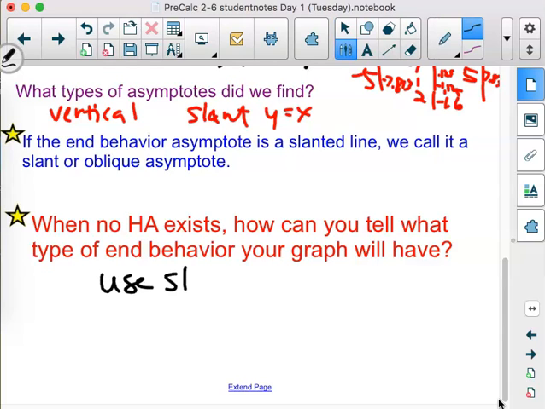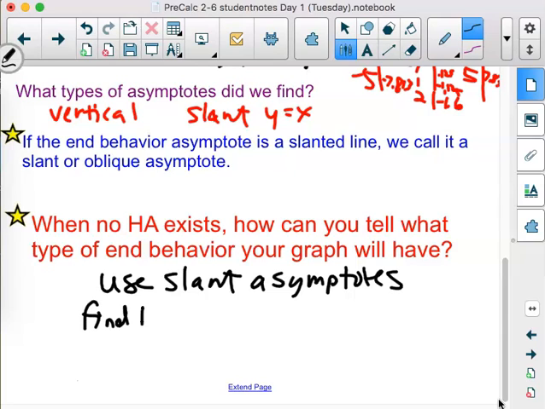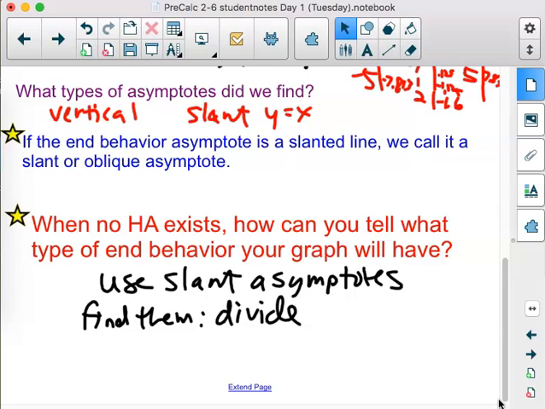So use slant asymptotes. And I would just make a note here, to find them, divide. So when the degree of the numerator is greater than the degree of the denominator, divide. You'll be able to find those slant asymptotes. So that's the totally new chunk of information that we're getting here. All the rest of this you saw in Algebra 2. This is just the new piece.